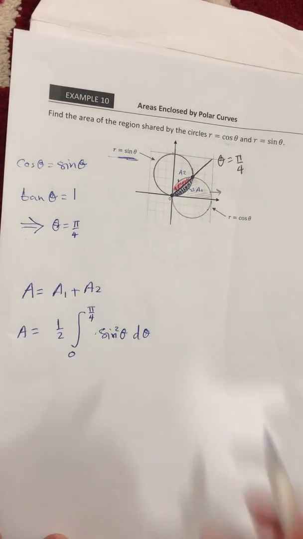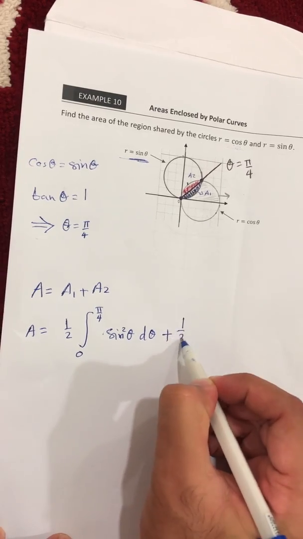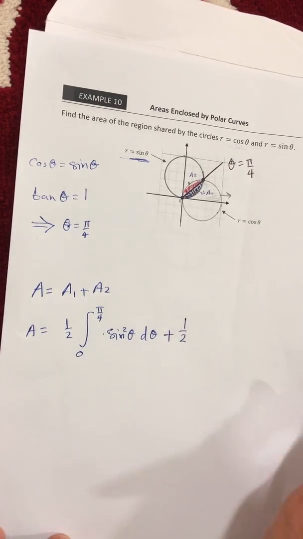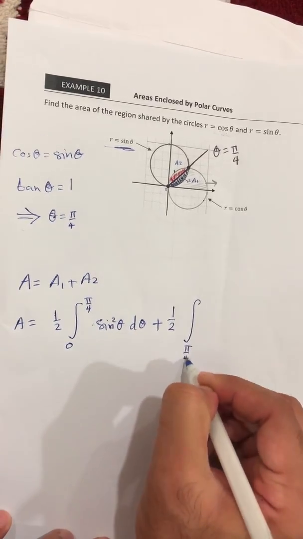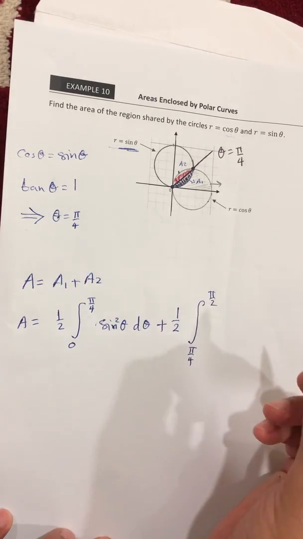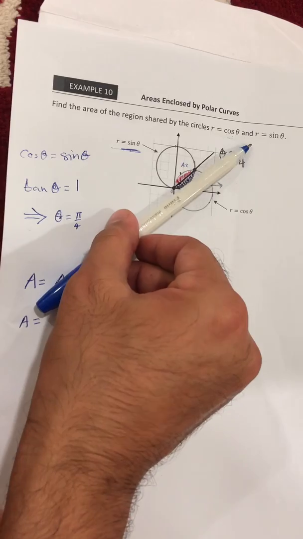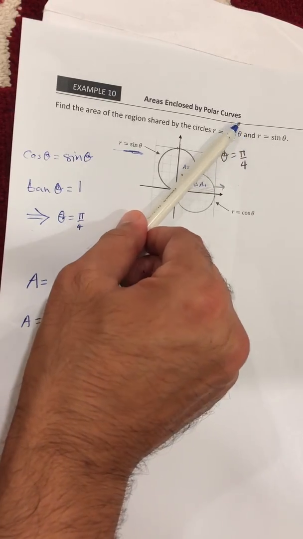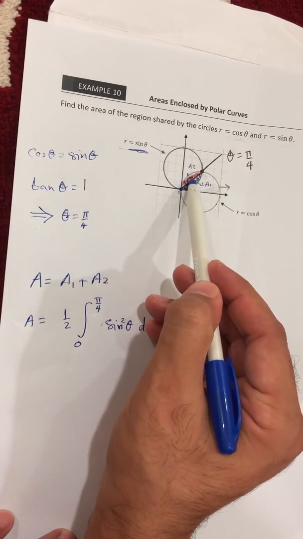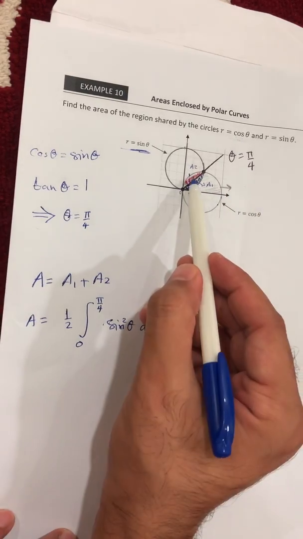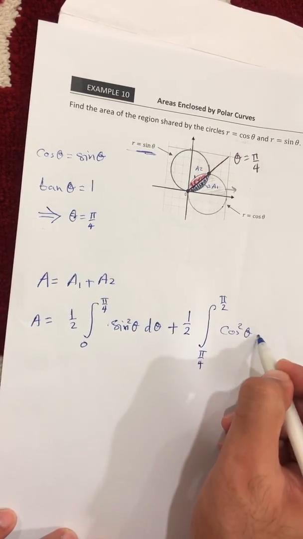Now similarly, plus A2. What is A2? I guess it's easy for you to determine A2. It is half the integration from pi over 4 to pi over 2. Pi over 4, this line, to pi over 2, this line. So if theta goes from pi over 4 to pi over 2, you are going to sweep out this red region. But it is under which curve? It is under cosine, so we get r squared, cosine squared theta d theta.